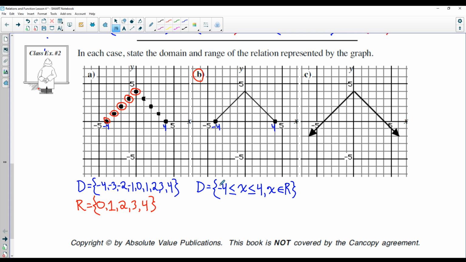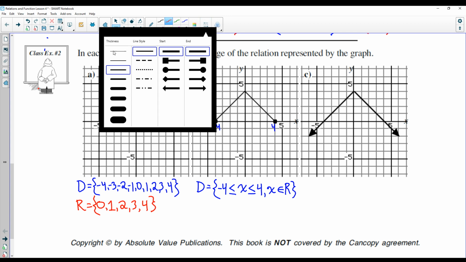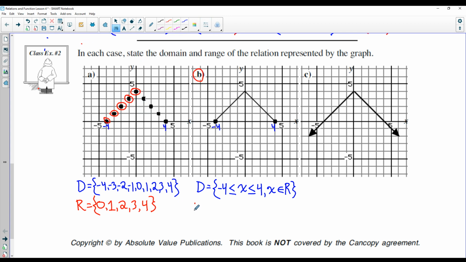So my domain is being defined as x is bigger than or equal to -4, it's less than or equal to +4, and in that area from -4 to +4, x can be any real number. Okay, let's look at the range now. We use capital R for range.